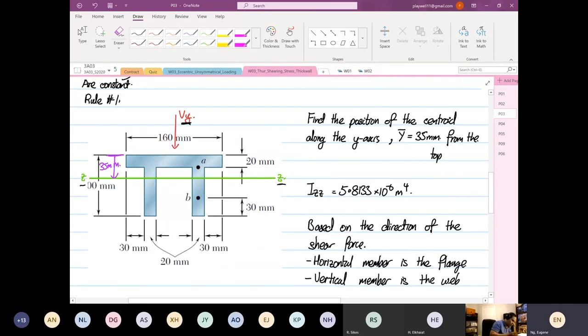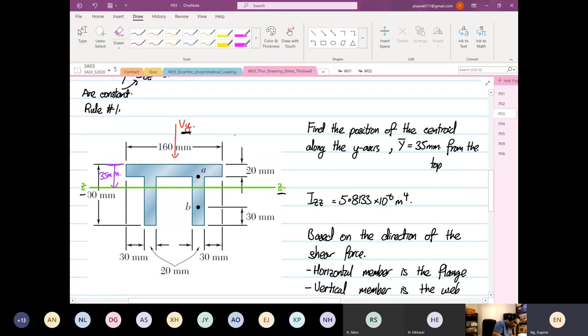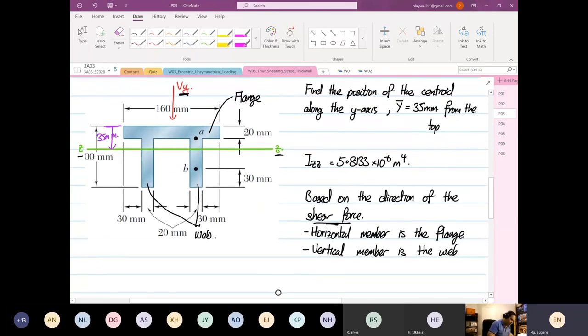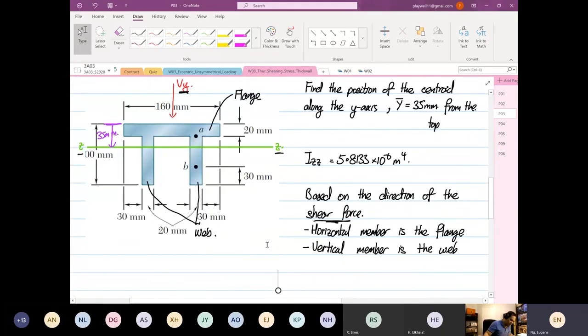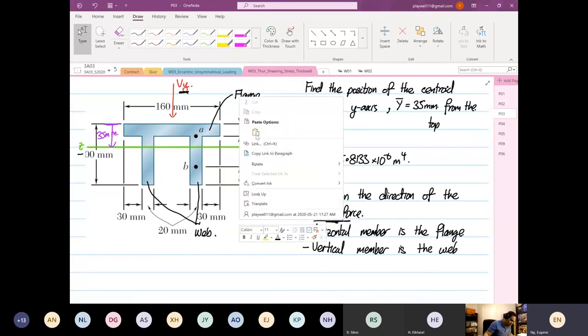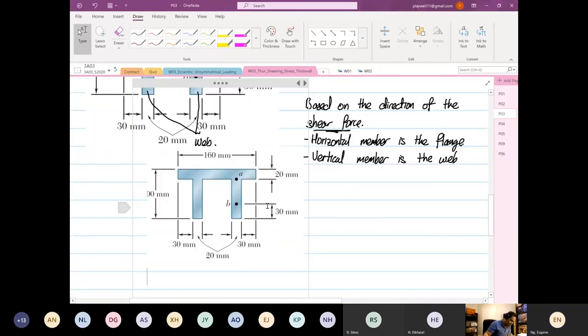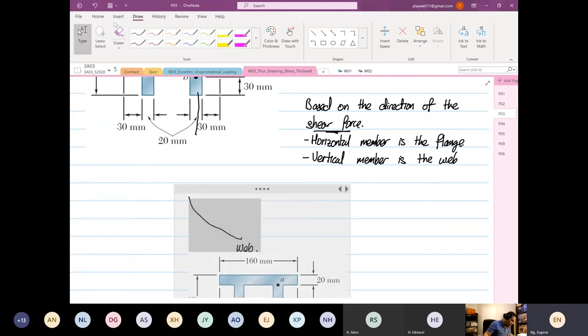Okay. So over here, what do I mean by that? So this part is horizontal relative to Vy. This is known as the flange. And the vertical one, this is known as the web. Okay. It's relative to the direction of the shear force. So now if I were to say what is a flange, what is a web, you'll be able to understand now. Okay. So I'm going to copy the diagram again.